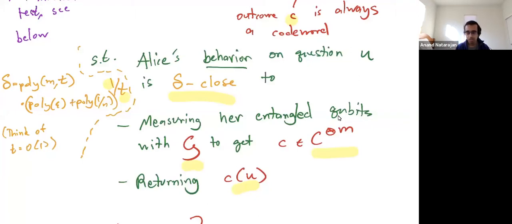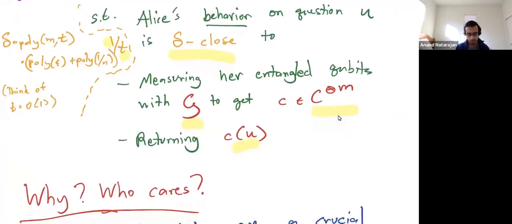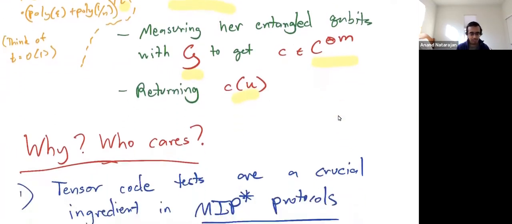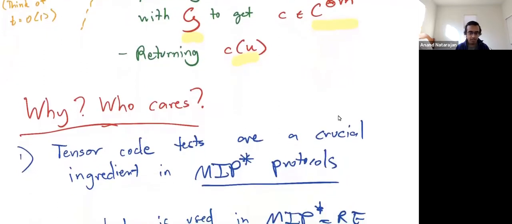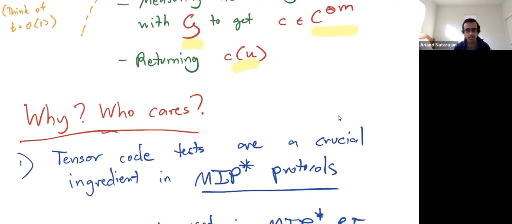So now let me explain a little bit about why one should care and also what are the technical challenges to proving this. So, okay, first of all, why do we prove this? Who cares about two-prover tests with entanglement? Well, as I said earlier, the classical tensor codes are a key ingredient in PCPs, which are tightly related to multi-prover interactive proofs. It turns out that in the quantum world, these tensor code tests where you have shared entanglement are a crucial ingredient in quantum multi-prover interactive proofs with shared entanglement.